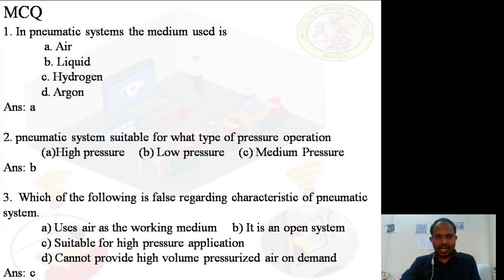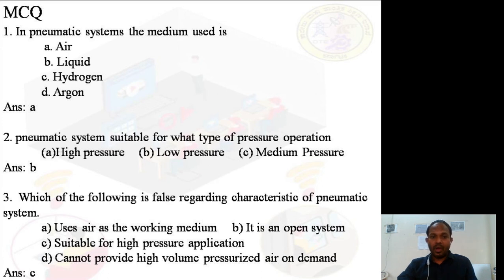A few questions I have got over here. In pneumatic systems, the medium used is it air, or a liquid, or hydrogen, or argon gas? It is obviously air. Liquid has not been used. Pneumatic systems are suitable for which type of pressure operation? Is it suitable for high pressure, or low pressure, or medium pressure? High pressure is for the hydraulic systems. Is it clear? Medium pressure is for the electric as well as hydraulic, whereas low pressure systems always prefer pneumatic systems.